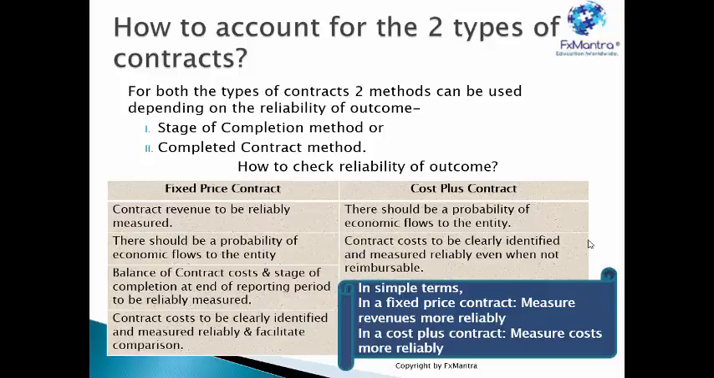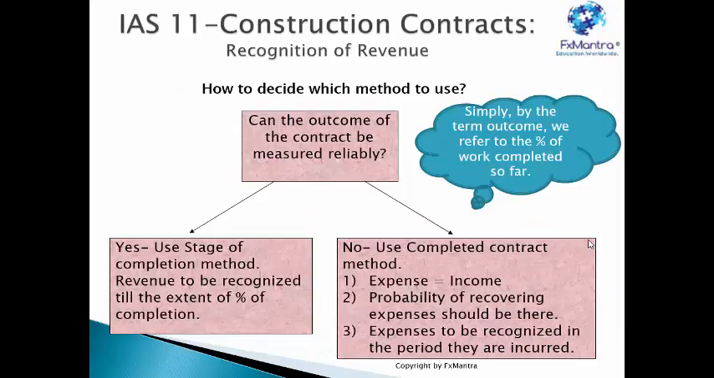But then we understand how to account for the two different types of contracts. There are two types of contracts. For both the types of contracts, we can use two methods, stage of completion or the completed contract method. Now, to take a decision on which method to follow, stage of completion or a completed contract method, first of all, I would like to tell you about the decision box. What is the decision box? It helps us take a decision in a particular question in exam. If it is not clearly mentioned how to do the accounting, you need to go by this decision box.